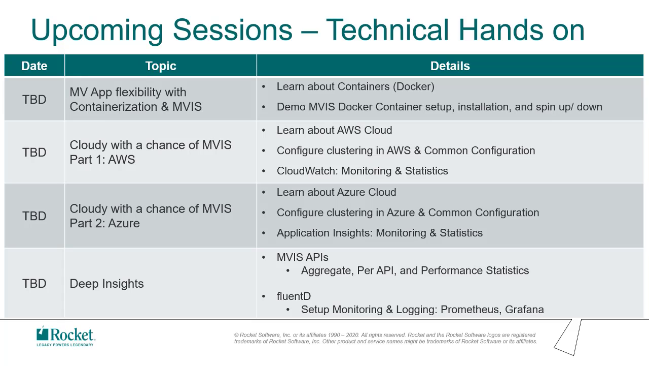We've split this into two parts. The first part is going to be around AWS, where again the first couple of minutes or 20 minutes will be taken up by helping you understand some of the services that AWS Cloud offers, what is the cloud, things like that. Then we'll show you specifically how to configure MVIS to run in a cluster within the cloud in AWS, and then also use the CloudWatch monitoring and statistics to grab all of that information and then display it within the native monitoring system within AWS.